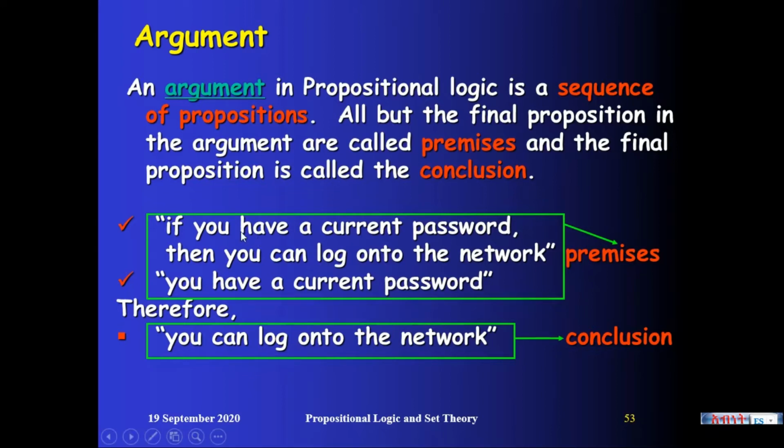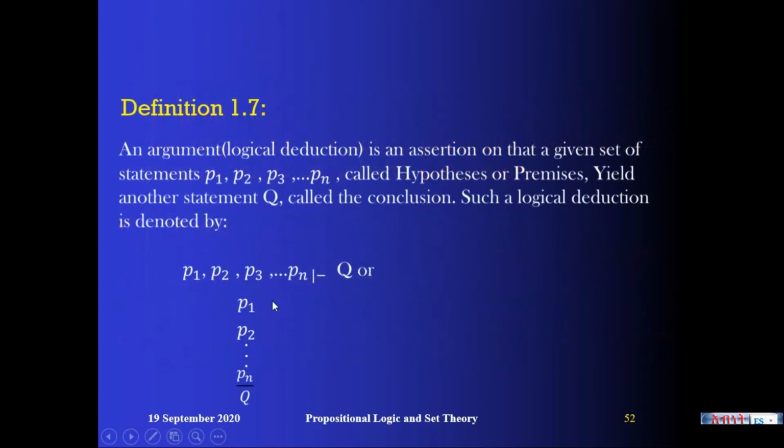For example, look at this. If you have a current password, then you can log on to the network. By the way, students, do you remember the logical connector or logical operator which we call implication? If, then. So this is: if you have a current password, then you can log on to the network. This is the first premise, P1. As I said before, it may be a compound or a single statement.